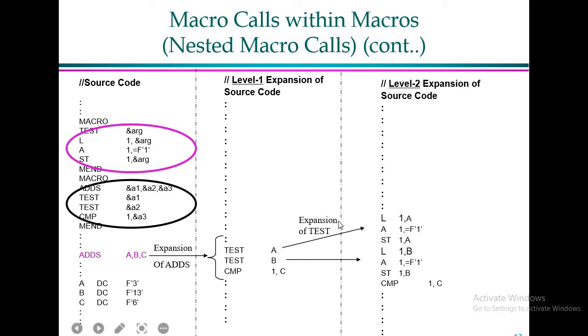L1 comma, here argument is there, so instead of this arg you have to write down a, then 1 comma equals lateral is there, then st 1 comma argument is there. What is argument here? A. Then L1 comma B, A1 comma equals to F1 and ST, that you have to write down, and the rest of the things as it is. This is what expansion of macro calls. This is the first expansion of test macro, and this is the second expansion of test macro.